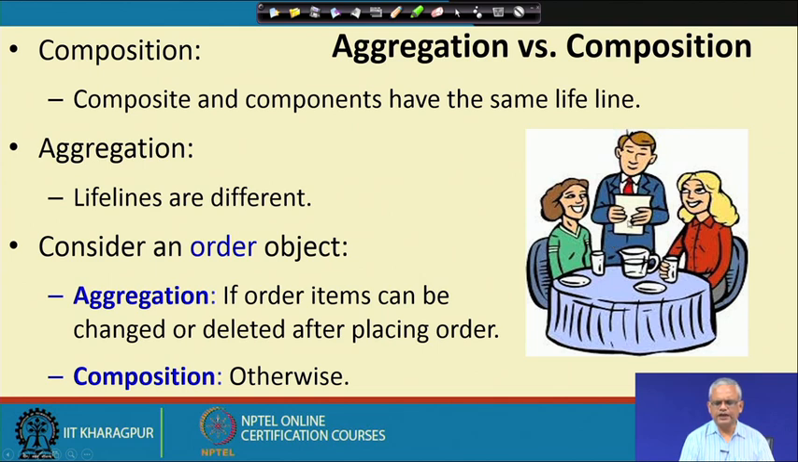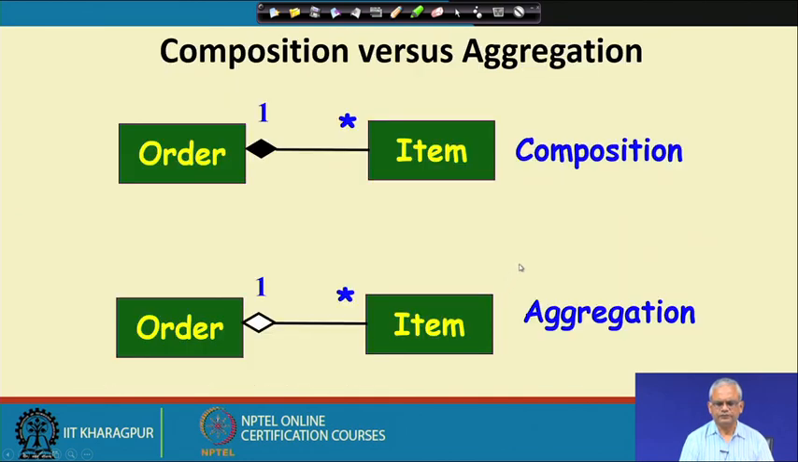In aggregation, you can add new menu items in the order, delete some menu items and so on, whereas in composition, once the order is created, the menu items are created with that and their lifetime is the same. You cannot change any items in between; you can only delete the order and place a fresh order. With respect to the representation, both are represented using a diamond symbol. In case of composition, it is a filled diamond, and in case of aggregation, it is an empty diamond.